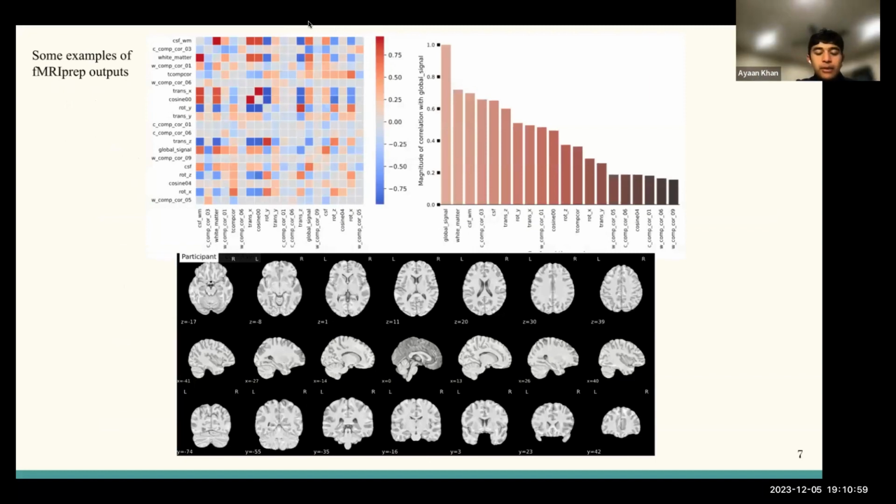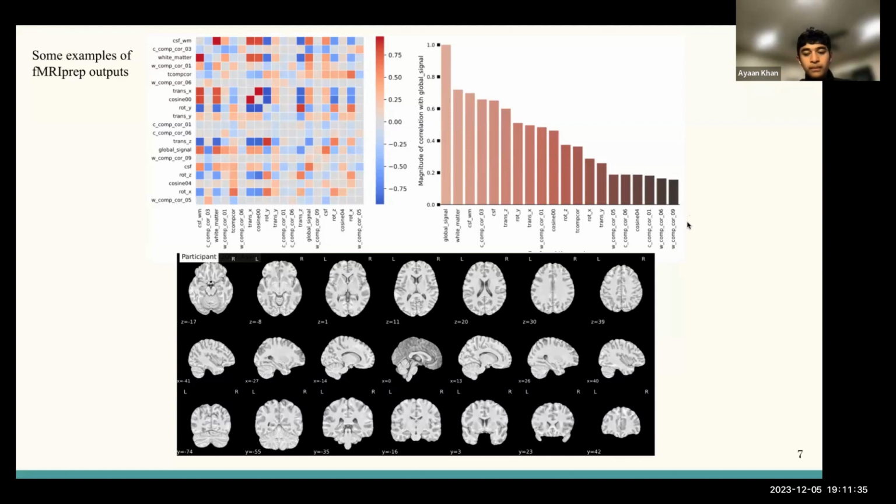So here are some examples of fMRIprep outputs, which we use for preprocessing. On the top left, we can see a heat map, which summarizes the correlation structure among confounding variables, or variables that could explain activity that isn't related to the task that the subjects are going through. And to the right of the heat map, we see a graph which shows the magnitude of these correlations. On the bottom of the slide, we can see an anatomical preprocessing step. This step is known as spatial normalization. And here the patient's brain is mapped onto a reference or a template of the previously collected brain scans that are then compiled into an average template of the brain.